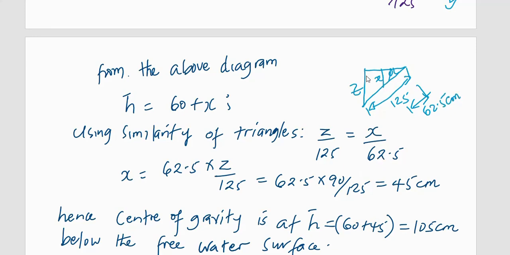Meaning, I can say this, since this is an angle of 90, this small triangle here is similar to this bigger triangle inside which this small one is. So it means I can say z out of 125 is equal to, remember, I need to correspond these dimensions. If I put z out of 125, what corresponds to z here for the small triangle is x. So it will be x divided by the hypotenuse. So the hypotenuse for this is 125, the hypotenuse for the smaller one is 62.5. Meaning that if I cross multiply, x will be equal to 62.5 times z out of 125. Remember, z is 90, so I can have 62.5 times 90 out of 125, which gives us 45 centimeters.